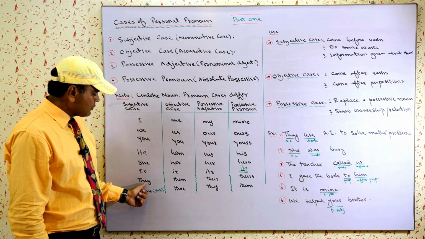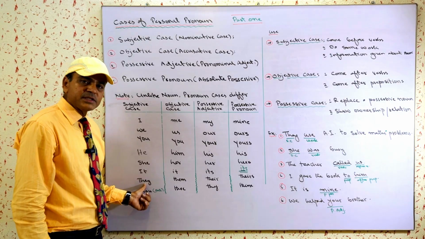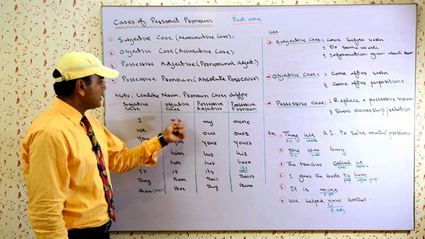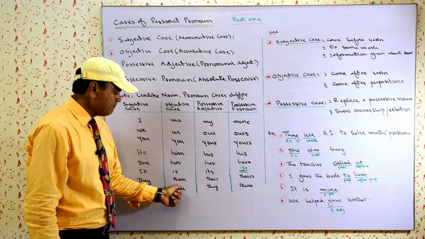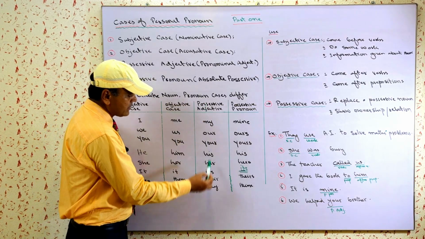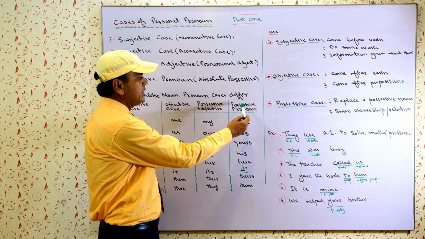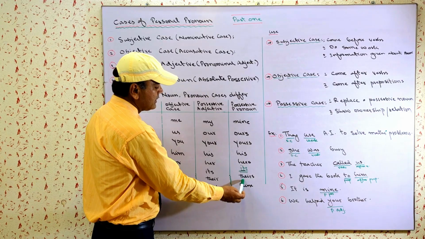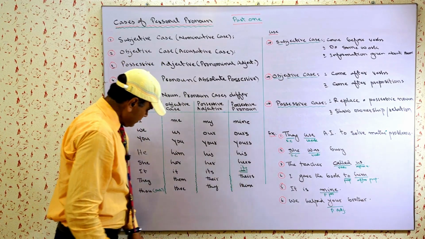Then let's come to they. This is subjective case. Its objective case is them. Its possessive adjective is their, and its possessive pronoun is theirs.